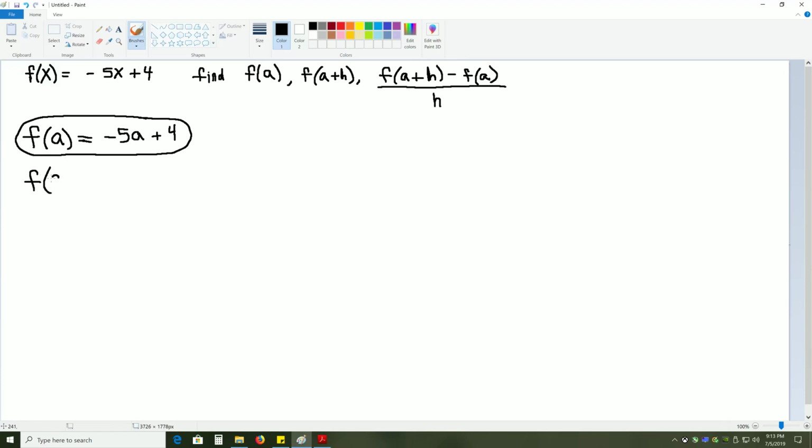For f of a plus h, the second problem, everywhere we see an x in the original function, we're going to replace it with an a plus h, because now that is the entire term in the parentheses. So we have negative 5, and instead of being multiplied by x, it's now being multiplied by a plus h. And then we're adding 4 to it, which gives us negative 5a when we distribute the negative 5 to each term that's being added. So negative 5a minus 5h plus 4.